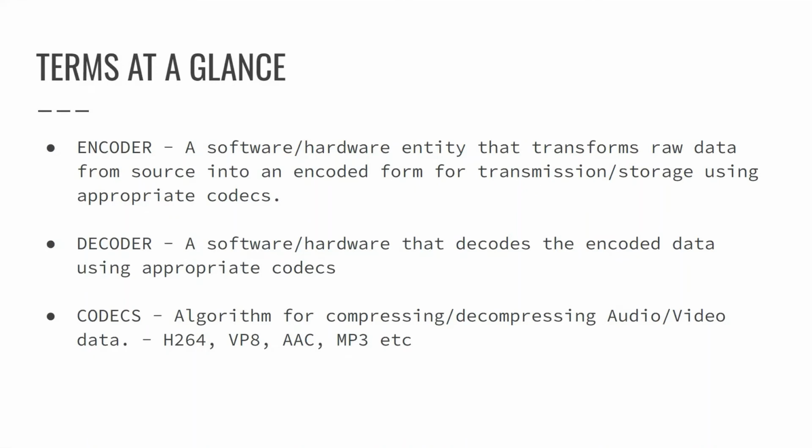The first one being encoder. As I said before, it is a software or a hardware entity that transforms raw data from source into an encoded format for transmission or storage using appropriate codecs. To match the encoder on the receiver side, we have the decoder, which is again a software or a hardware entity which is responsible for decoding the encoded data using appropriate codecs. And to make a point here, the decoder requires to have the same codec that was used to encode the media in the first place.